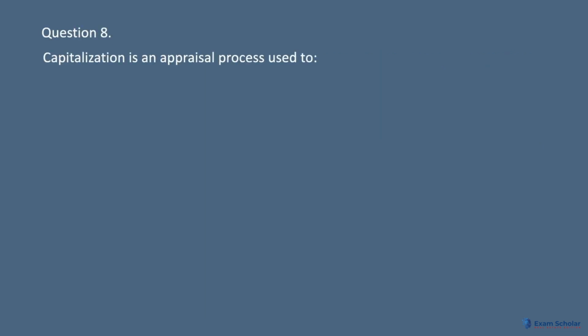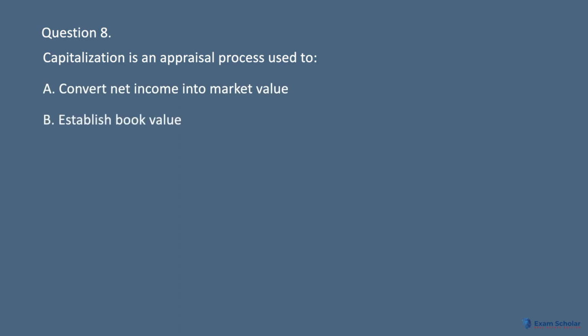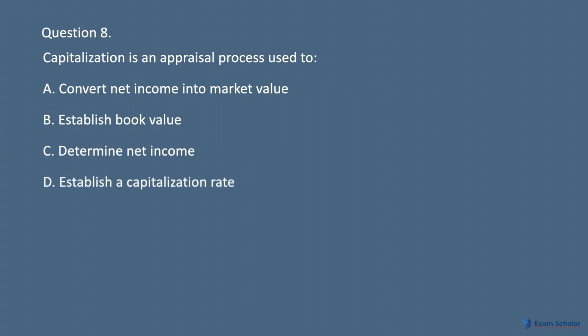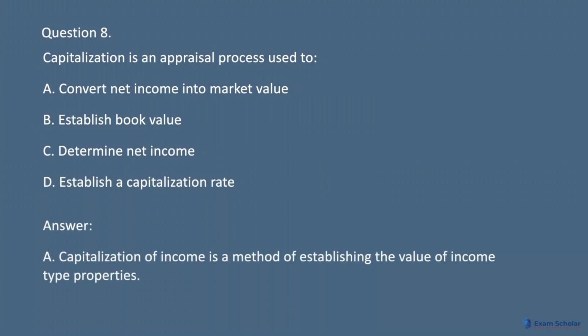Capitalization is an appraisal process used to A. Convert net income into market value. B. Establish book value. C. Determine net income. D. Establish a capitalization rate. Answer: A. Capitalization of income is a method of establishing the value of income-type properties.